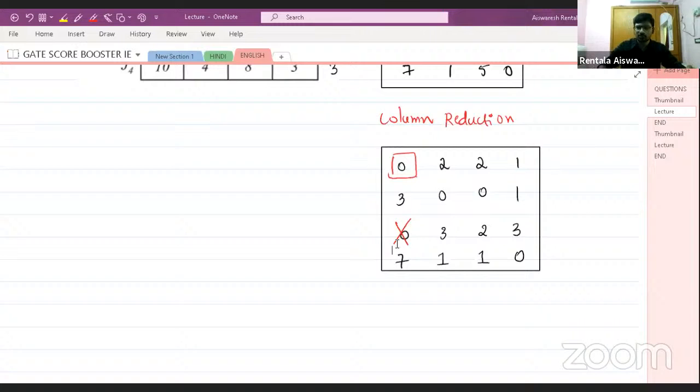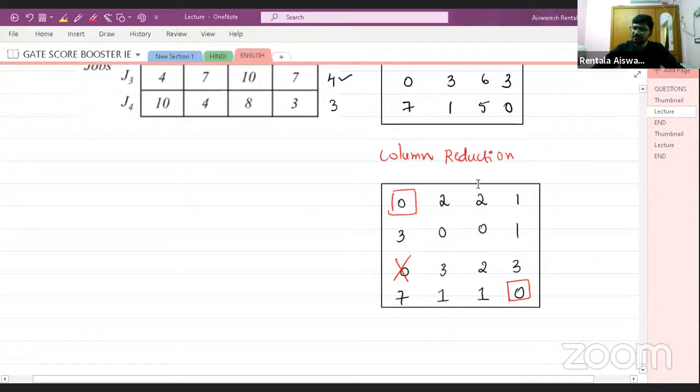Next, is any other single zero row available? I can see this is also a single zero row, so I can assign over here, and there is no other zero in this column, so no need to cancel. Now, any other single zero row? No, you are having a row, but in this row you are having two zeros. So if single zero rows are not available, then you can go for single zero columns. This is a single zero column, and this is also a single zero column, so you can choose any one. There is no issue. Let me choose this one, so this will be cancelled.